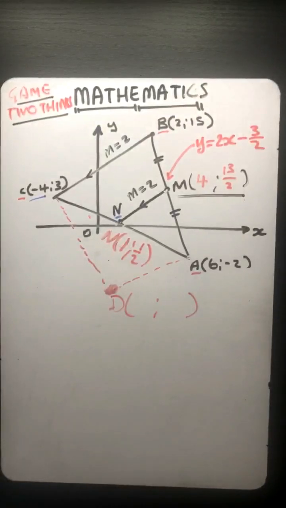determine the coordinates of point D. I'm telling you, 4 marks is what you will be given. And this is our last question for today.